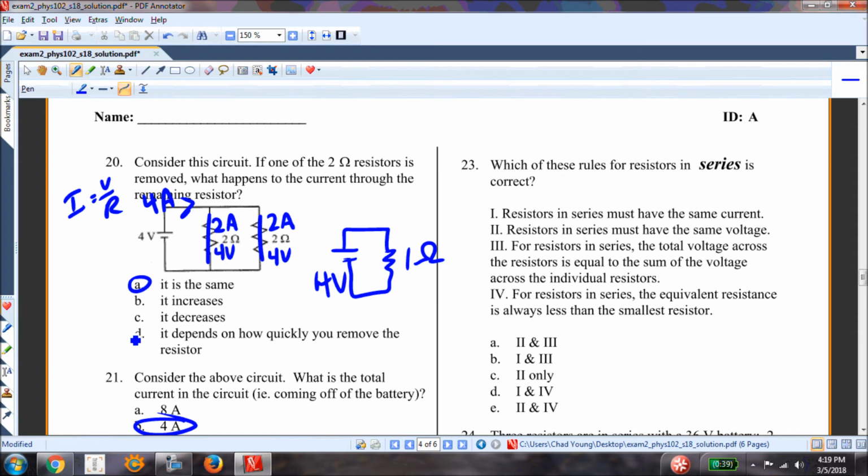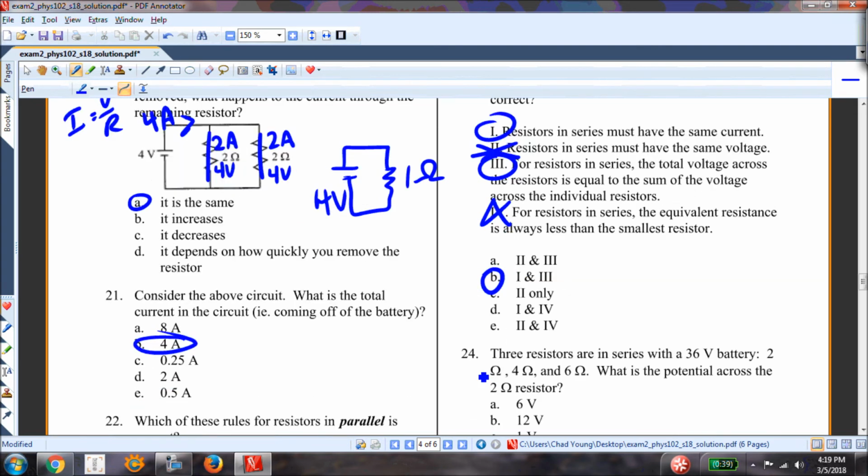Which of these in series is correct? They must have the same current. They must have the same voltage? No. The total voltage is equal to the sum of the voltages? Yes, for series. The equivalent is always less than the smallest resistor? No. So 1 and 3 are correct.